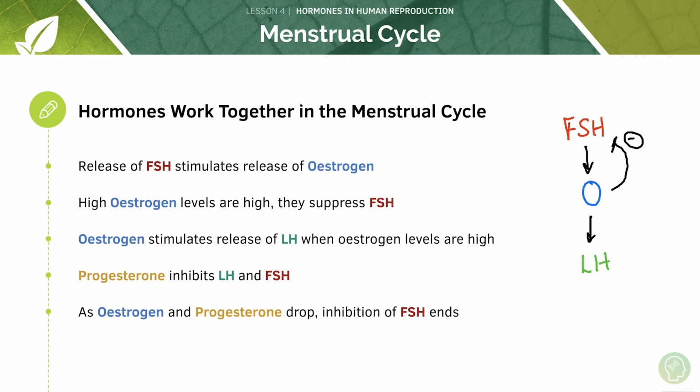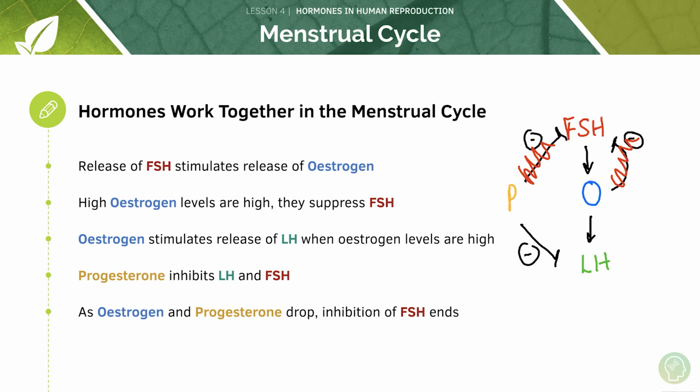Now, estrogen itself stimulates the release of luteinizing hormone, and progesterone comes in to inhibit both FSH and LH. Then, as estrogen and progesterone drop, inhibition of FSH ends because we're getting rid of these negative feedback loops. And therefore, at the end of the cycle, when estrogen and progesterone drop, we release inhibition of FSH. Therefore, FSH levels start to increase again, and look at where we are, we're back at the top.